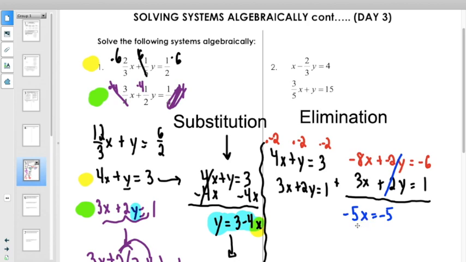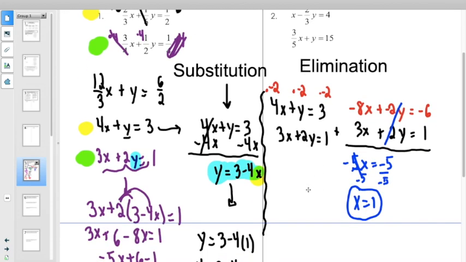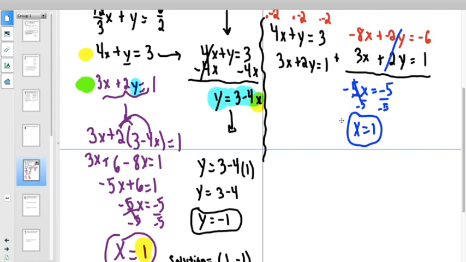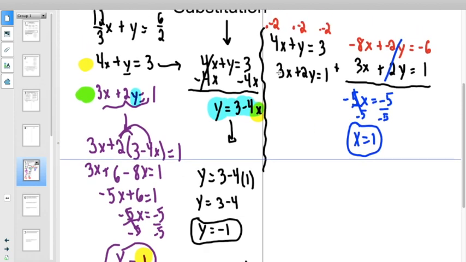Okay, and then it's solving for x again. So I want to divide by negative 5 on both sides. So x equals positive 1. And if you look back down here, I did the same exact thing and I got x equals 1. So that's awesome. Okay? I got the same exact thing by just doing a different method.